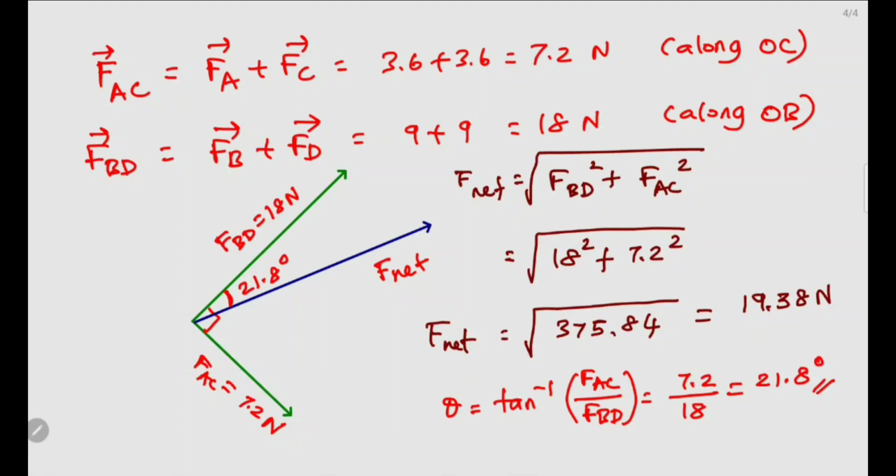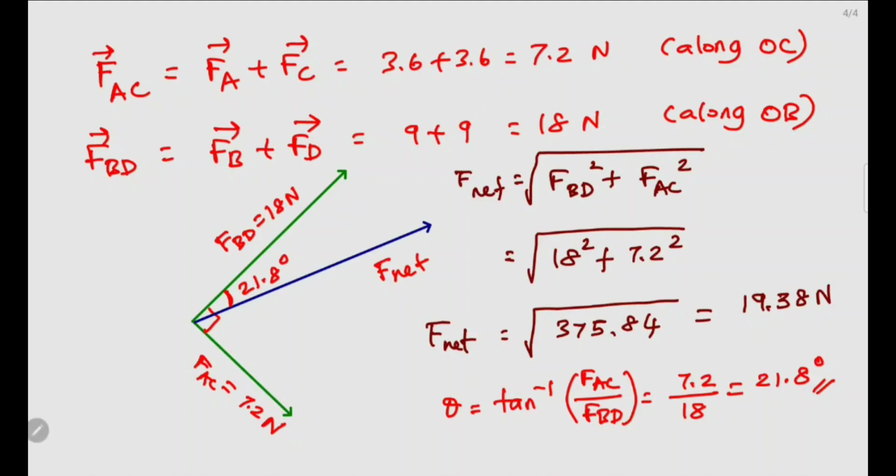Yes, so I have made all the calculations. So this is the last slide. Don't worry, this will get over. So 7.2 Newton FAC. Because they are in same direction, you can simply add. Similarly, FB plus FD, again they are in same direction, so you can add. So 18 Newton. So now two forces, 7.2 Newton along OC and 18 Newton along OB.